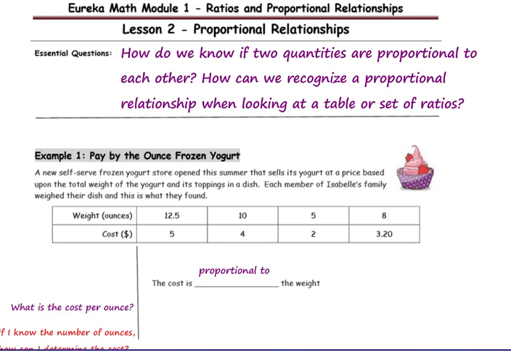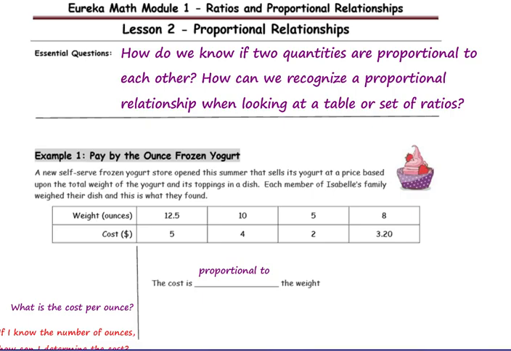Hello class, this is lesson 2 on proportional relationships. This is on page 6 in your textbook. Our essential question is, how do we know if two quantities are proportional to each other? And how can we recognize a proportional relationship when looking at a table or a set of ratios? Pause the video and copy down the essential question.